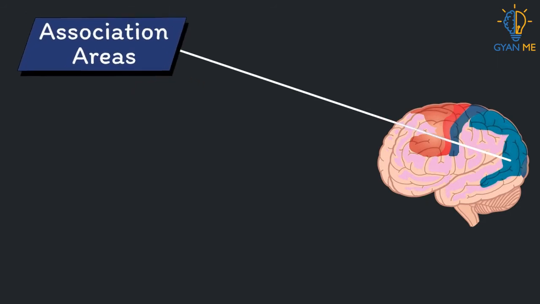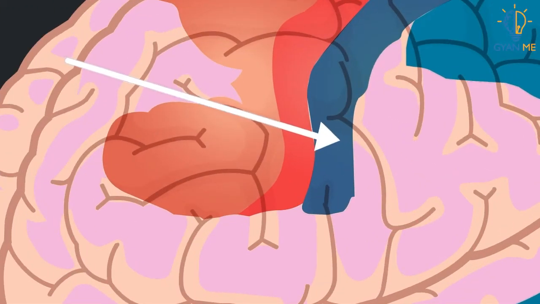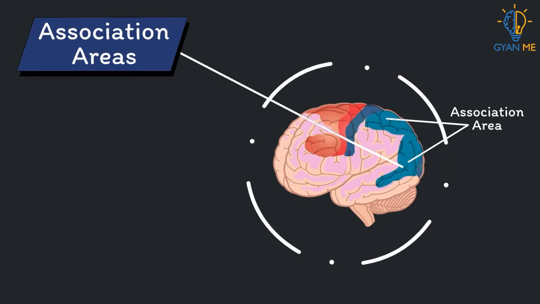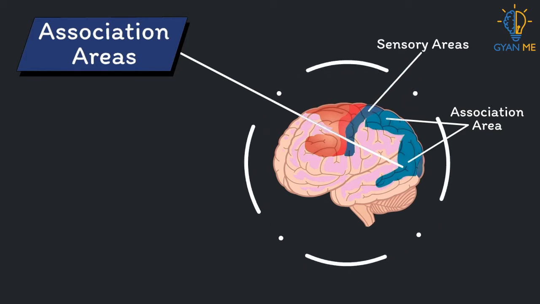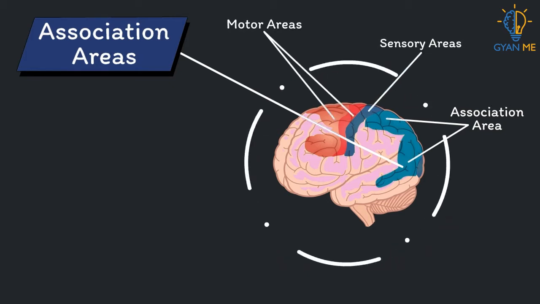Second is association areas. There are separate association areas where the sensory information is interpreted by putting it together with information from other receptors as well as with information that is already stored in the brain. This area also does the job of connection between sensory and motor areas.